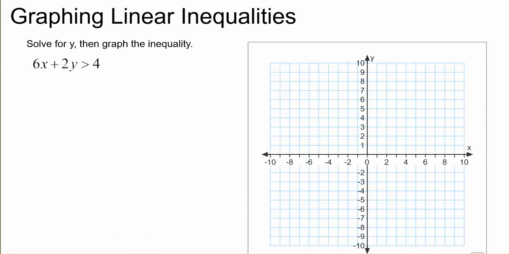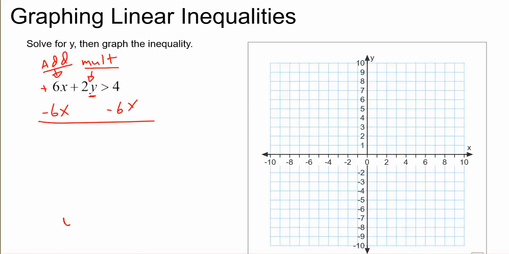Next one, try doing this, graphing linear inequalities. So solve for y and then graph the linear inequality. Again, let's move this down a little bit. Again, we can look at this from the perspective of the y. We can see that we're multiplying by 2 here. And this is a positive 6x, so we're adding the 6x. So what do I need to do? I need to undo the addition first, so I'm going to subtract 6x from both sides.